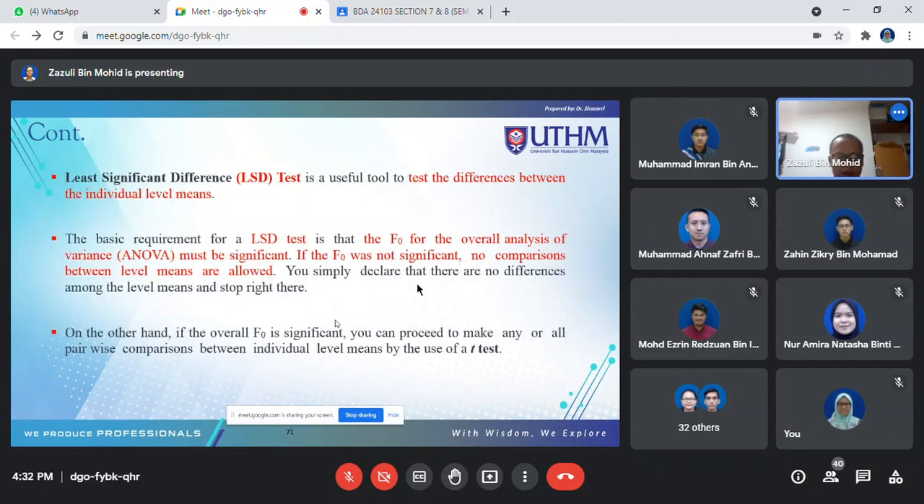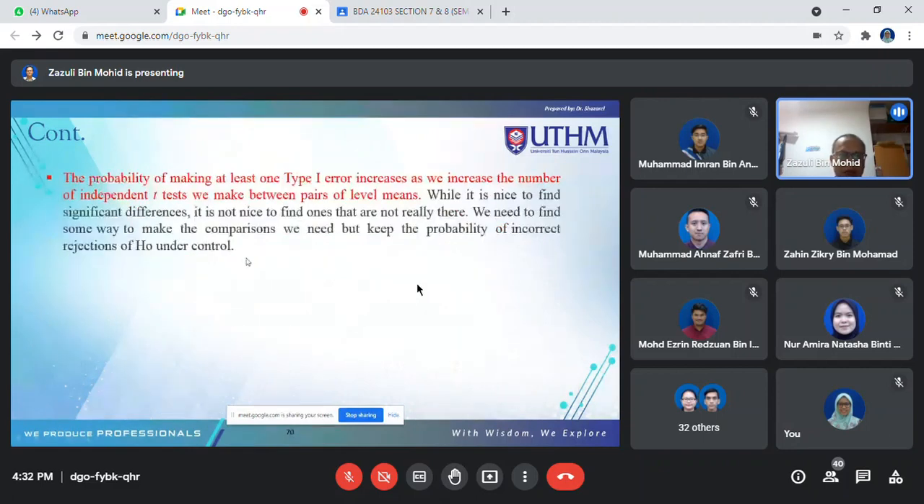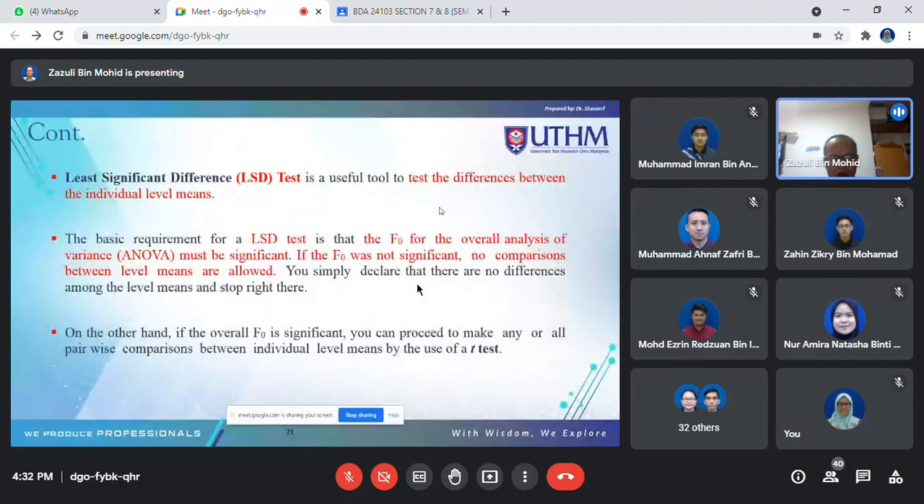Another thing is the possibility of making at least one type 1 error increases as we increase the number of independent t-tests we make between pairs of level means. Then we can use the least significant difference, LSD, test to test the difference between the individual level means. The basic requirement of the test is that F0 for the overall analysis of variance, ANOVA, must be significant. If F0 was not significant, no comparison between levels is allowed.